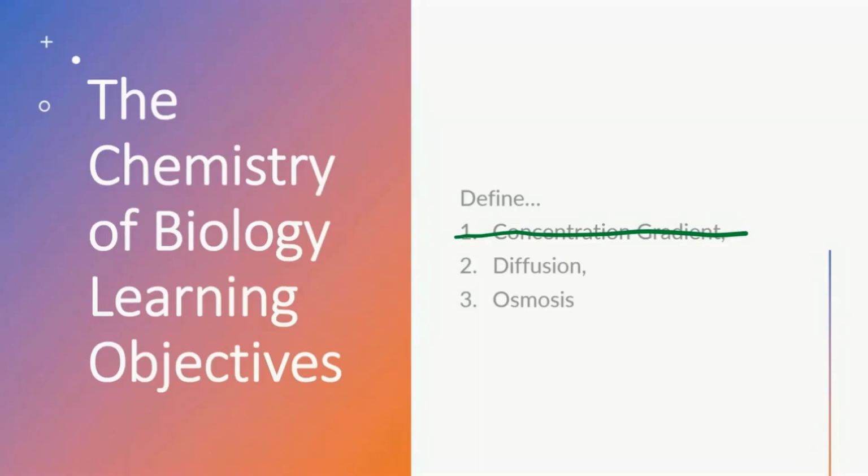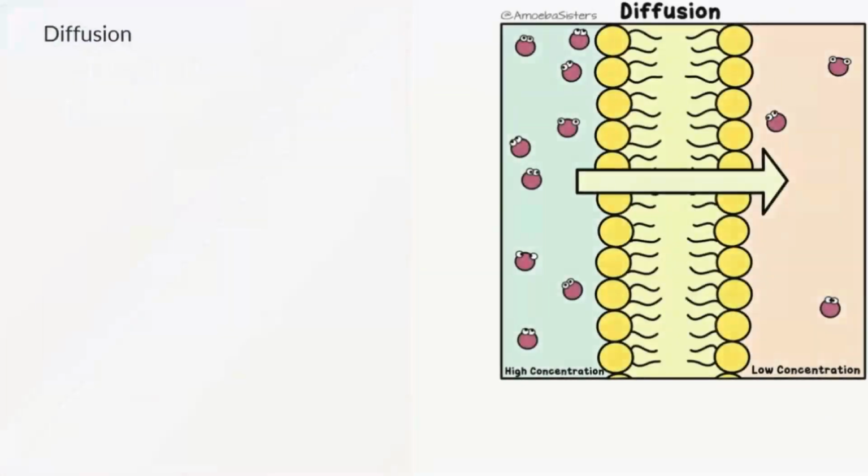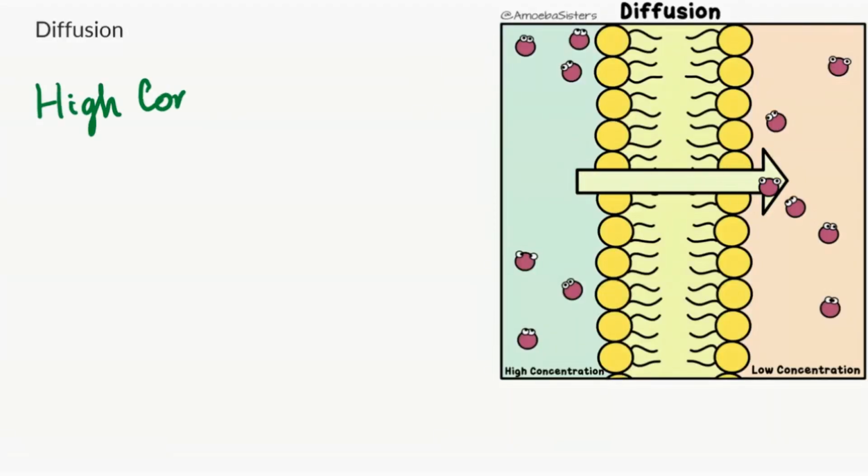Now let's build on this to discuss diffusion. So after hearing about concentration gradients, we know that stuff naturally moves from an area of high concentration to an area of low concentration. When particles follow this natural flow of movement, we call that movement diffusion.